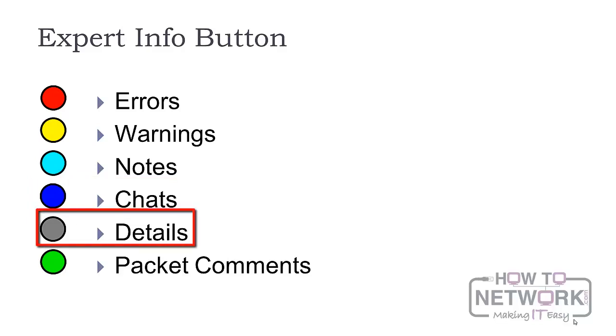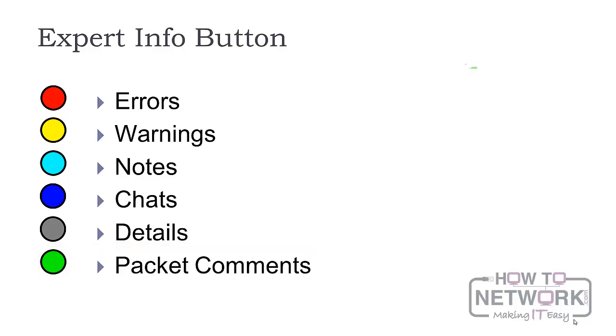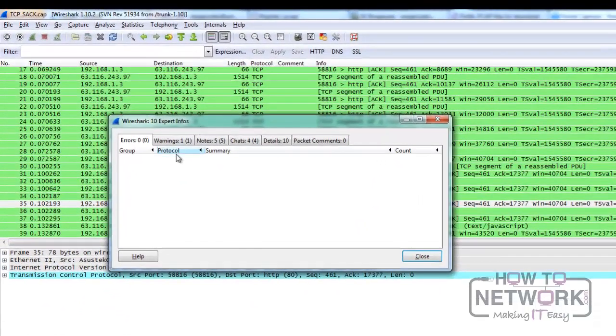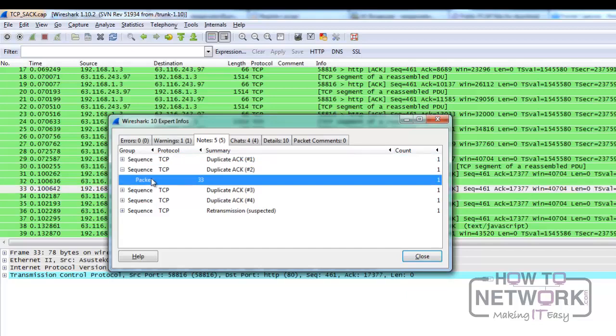Details contains all the events in the trace file, including comments, and Packet Comments shows us a list with all the commented packets. Click on it to navigate to the specified packet. Always verify notes and warnings while troubleshooting network communications. Expand a category and click on any packet to navigate in the packet list pane to this packet.